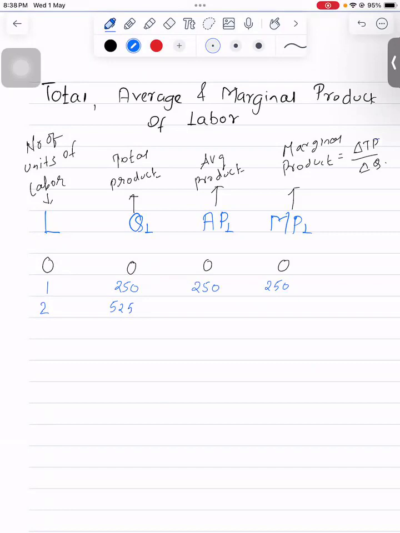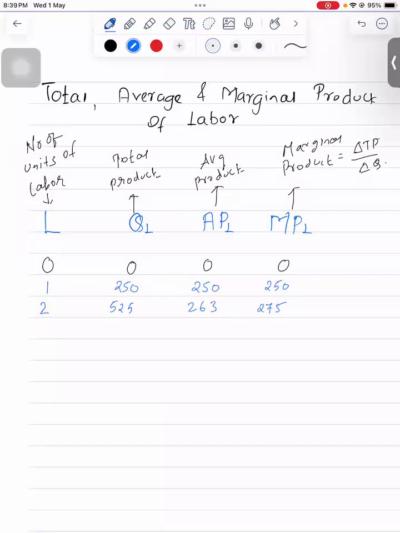Yes, so let's take average 263. And what will be the marginal product? Change in total product divided by change in quantity. Yes, so marginal product will be 275. Correct. Okay, now prepare this table.